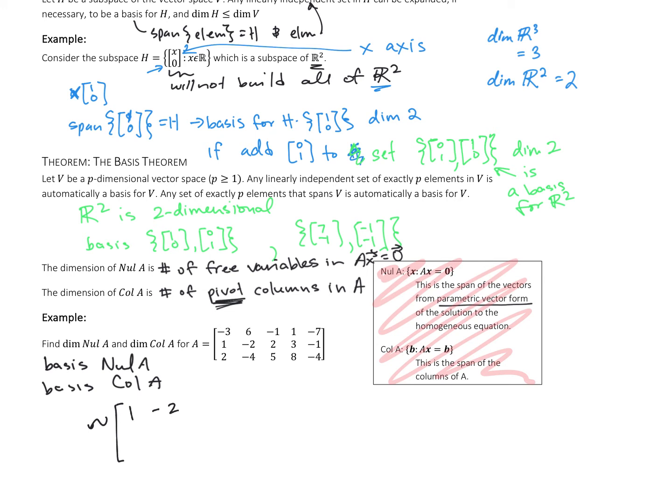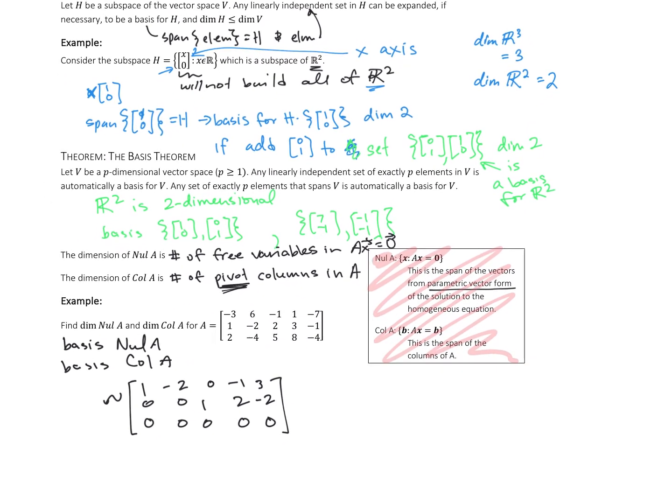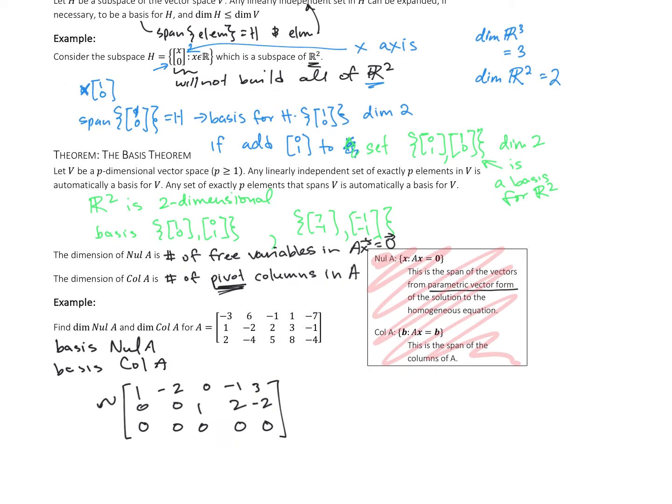1, -2, 0, -1, 3. Again, try these out on your own. Either do the row operations on your own, or you can use a calculator to do the row operations. I am okay with that.